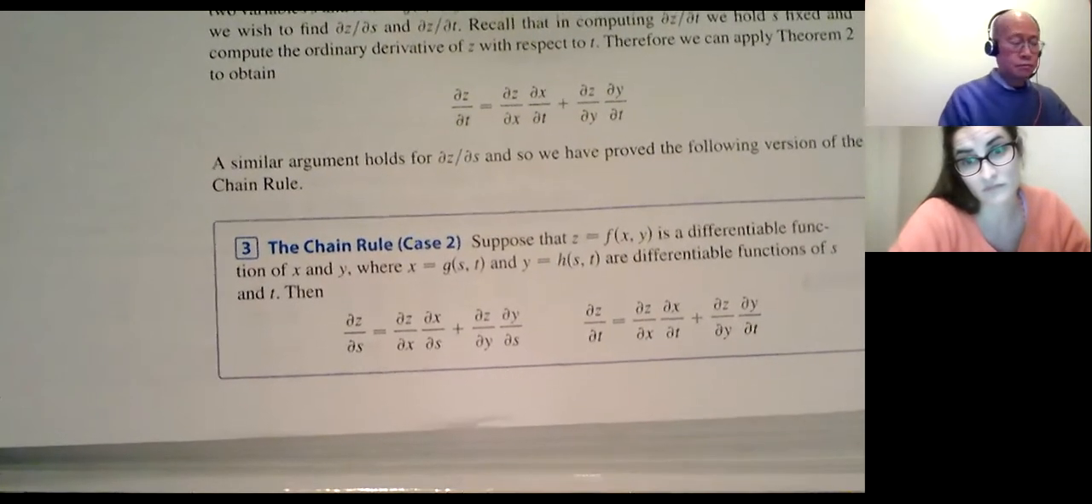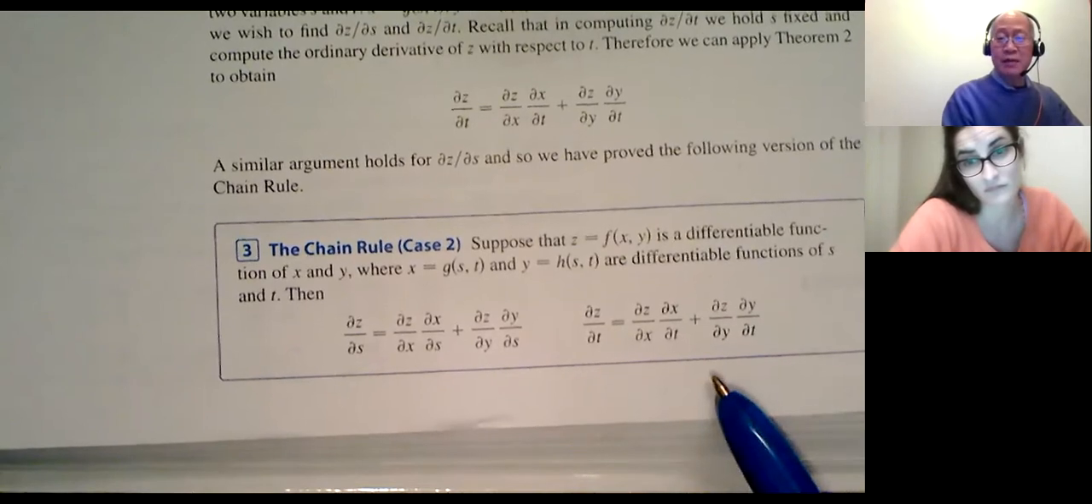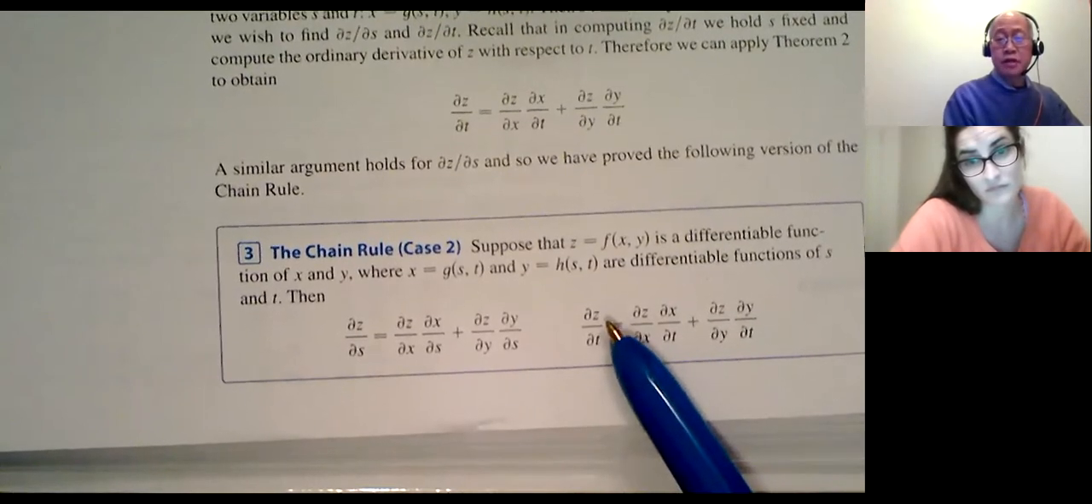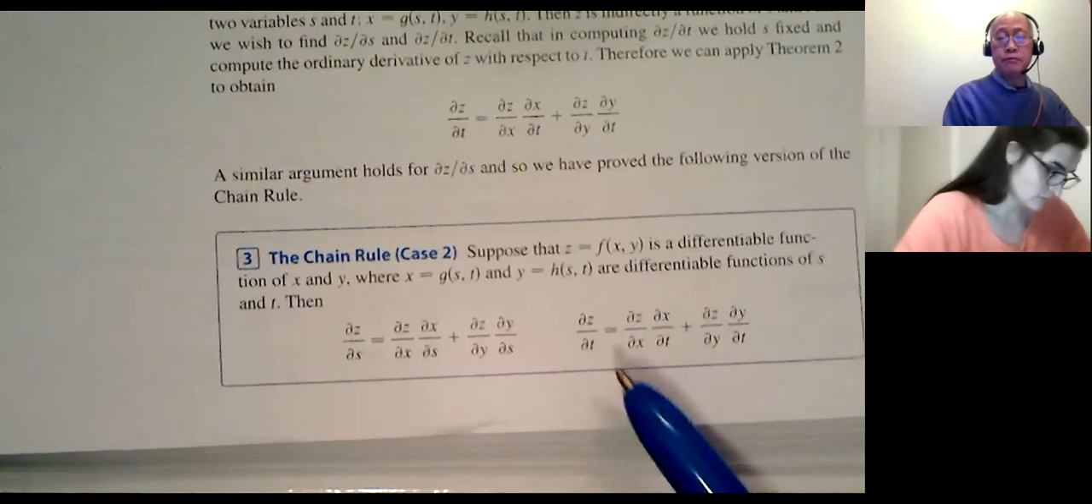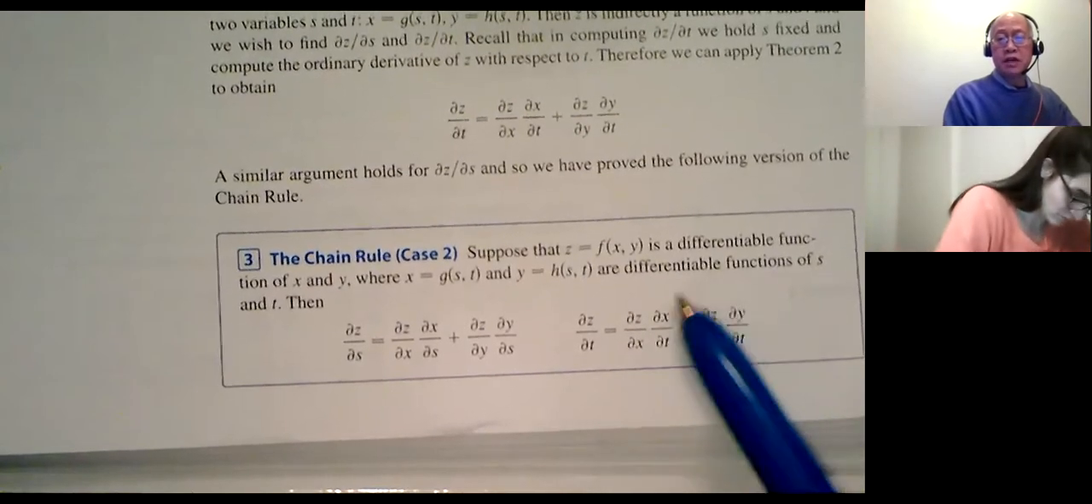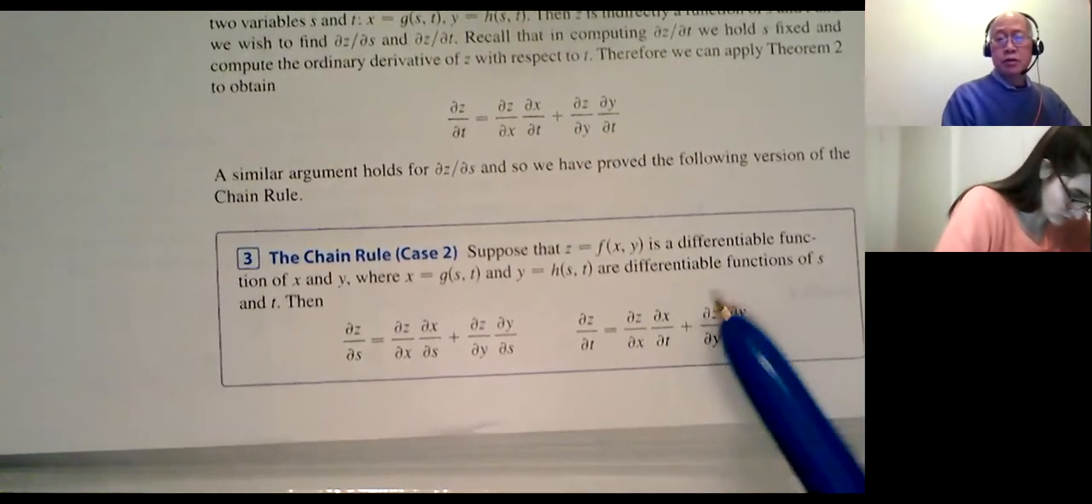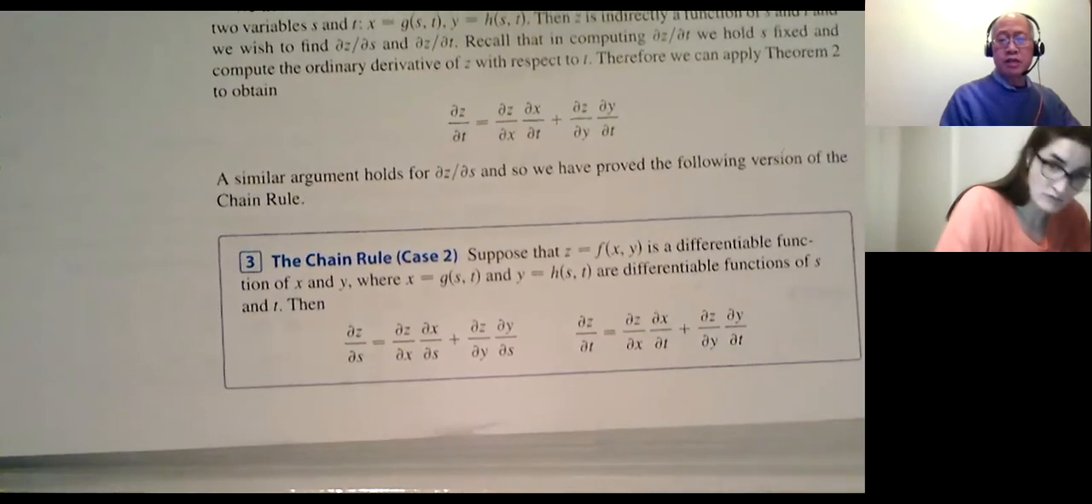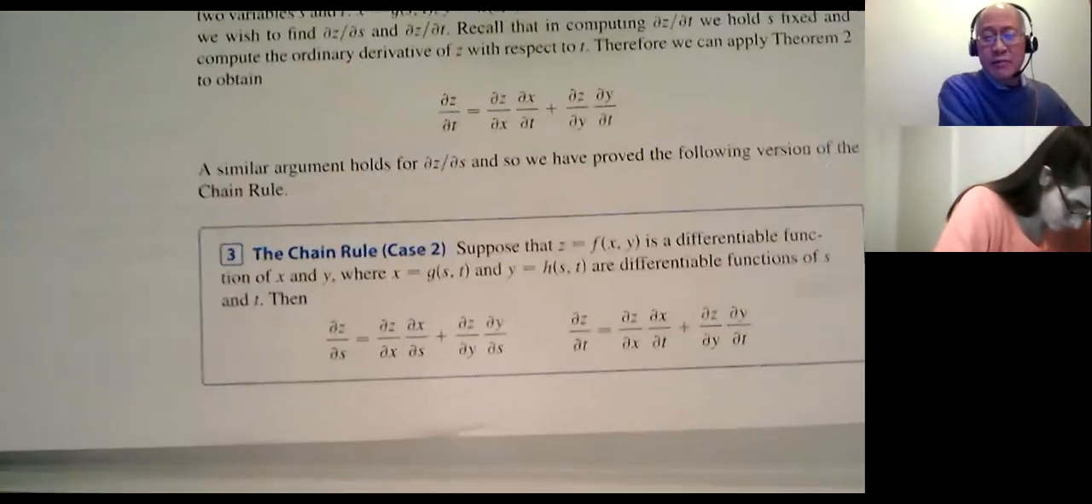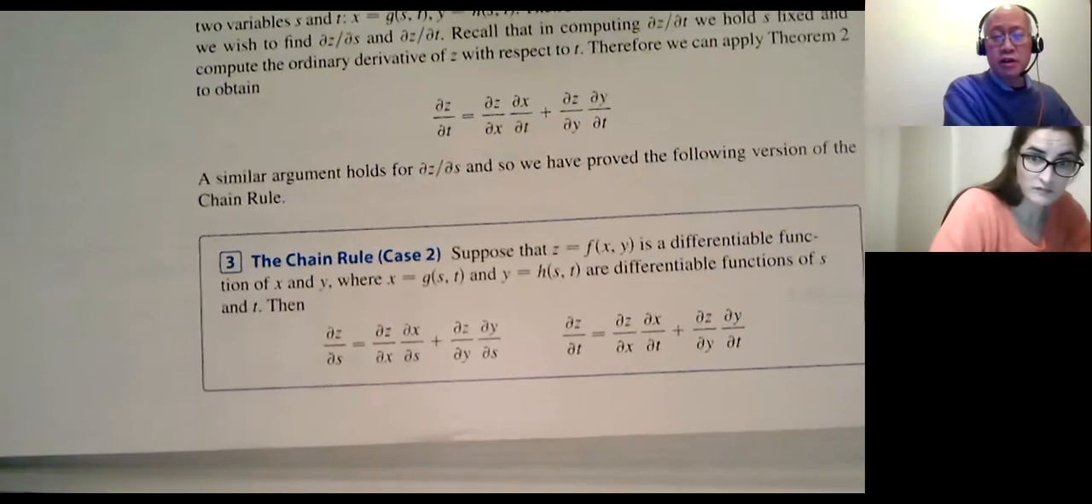This is exactly the same thing, except you're taking the partial of z with respect to t. So partial of z with respect to x, partial of x with respect to t, plus partial of z with respect to y, partial of y with respect to t. Okay, so in my opinion, it's not that hard, it's just long.